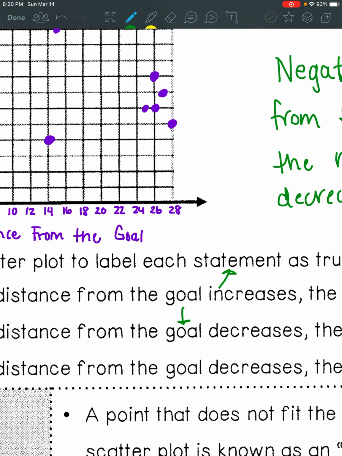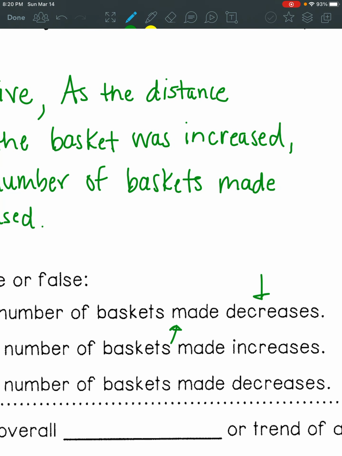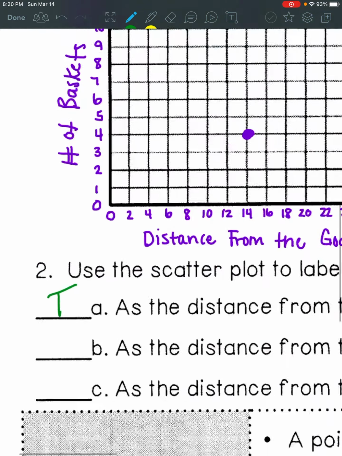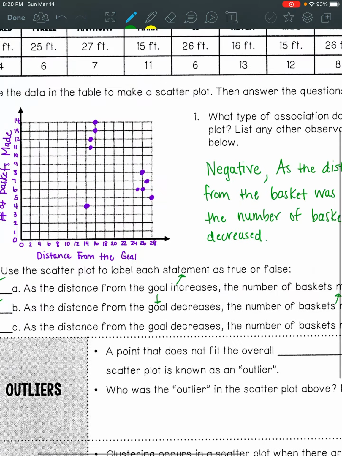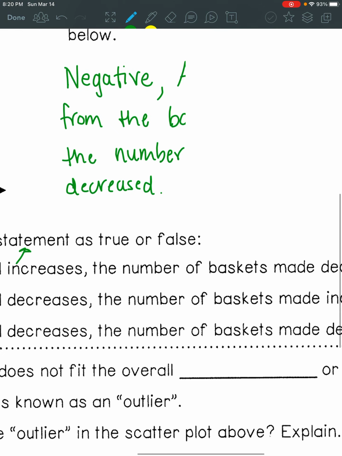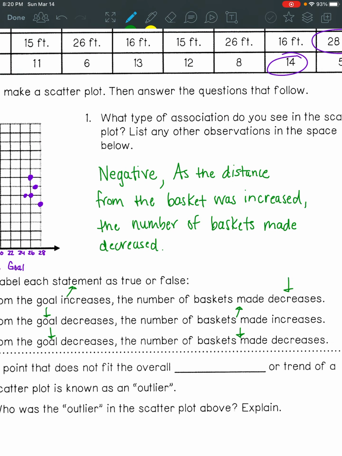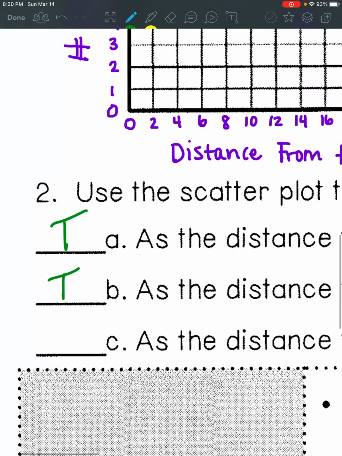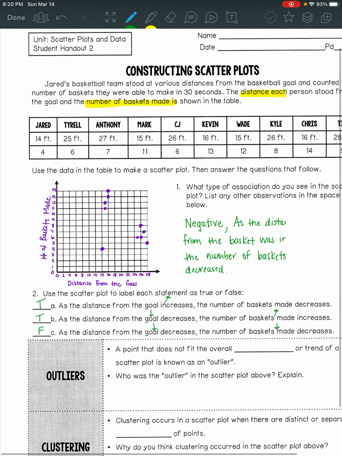As the distance from the goal decreases, well, we know it has to go in the opposite direction, the number of baskets made increases. So I agree. If you're closer to the basket, the number of baskets you make is going to increase. So that's true as well. As the distance from the goal decreases, the number of baskets made decreases. Well, those are going in the same direction. Remember, if the two variables are going in the same direction, that's a positive association. And here, our scatter plot is definitely showing a negative association. So that last one is a false statement.